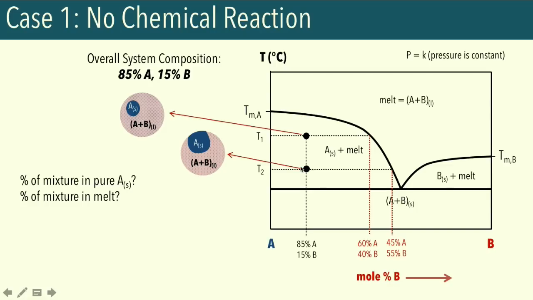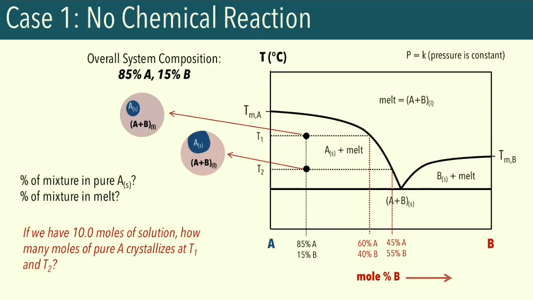An example question that we might consider is if we're given a total amount of solution. In this case, say that we have 10 moles of solution. The question might be how many moles of pure A might crystallize at temperature 1 and temperature 2. Note that what we know at this point is that 85% of 10 moles is component A, so we have 8.5 moles of A and 1.5 moles of B.